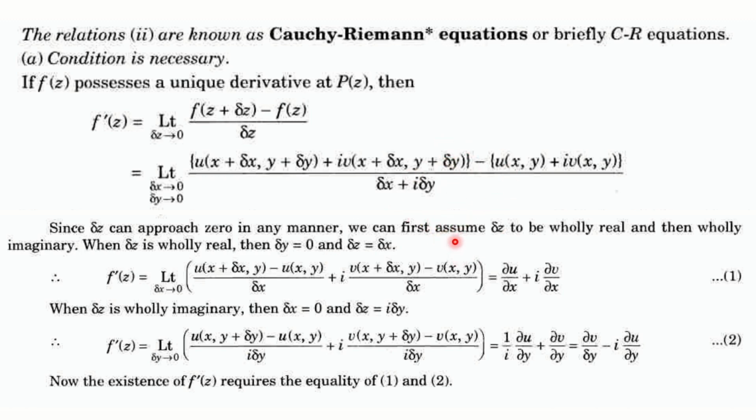So first, if I approach delta z only in, say, direction v1 and then approach v2, then for the derivative to exist, both the limit values should be equal, right? So I'm trying to make some conditions and derive some statements. At the end, I would equate those two and get some conditions which would be necessary. When delta z is wholly real, then delta y is 0, because delta y is nothing but the imaginary part, and delta z would just condense into delta x.